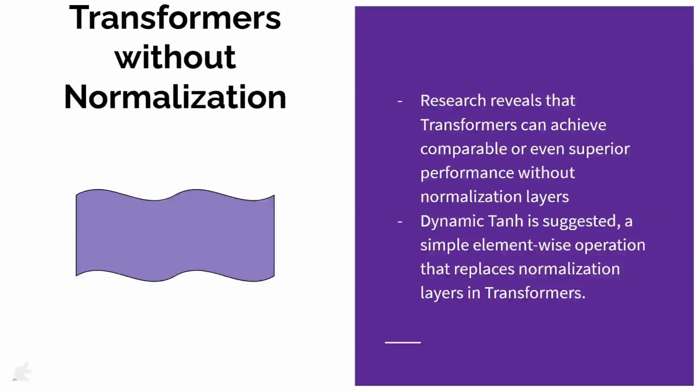The notion that normalization layers are an indispensable component of modern neural networks has been a long-standing assumption. This research reveals that transformers can achieve comparable or even superior performance without normalization, leveraging a surprisingly straightforward technique. Dynamic Tanh is suggested, a simple element-wise operation that replaces normalization layers in transformers.